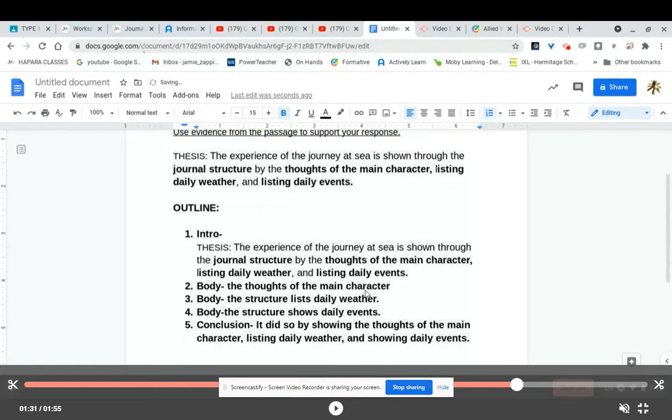Their first claim, the thoughts of the main character, is shown first in their thesis. Their second body paragraph, the structure lists daily weather, is the second thing listed in their thesis. Their third body paragraph, the structure shows daily events, was the final thing they mentioned in their thesis, as they're talking about that journal structure.